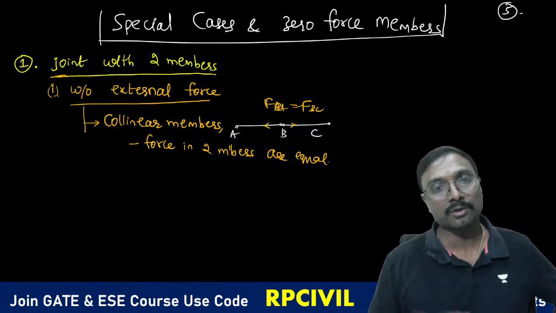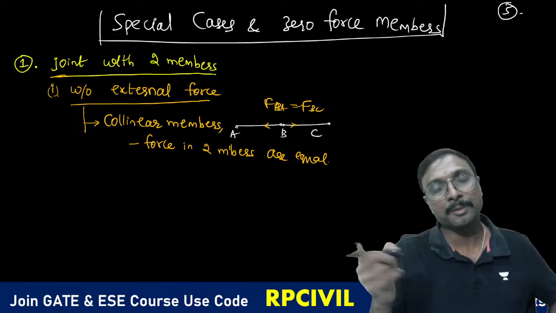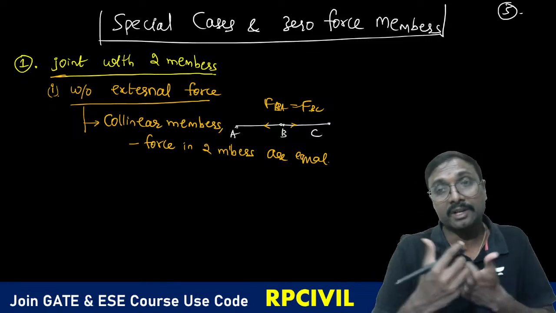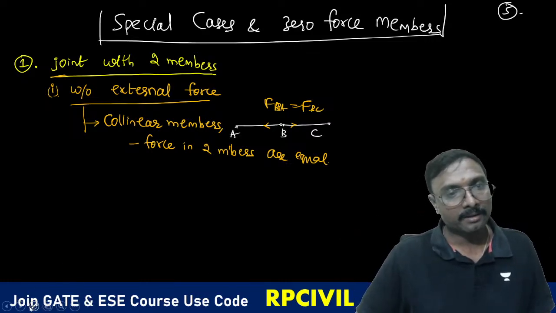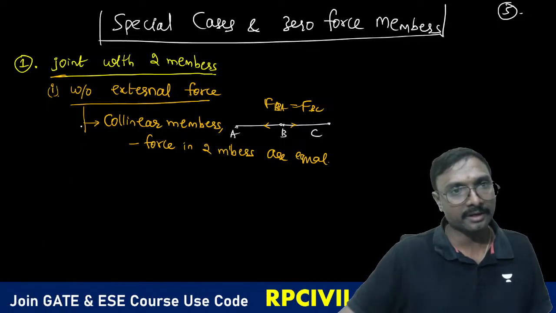Connecting members, right? What is the force? Force in the member BA and force in the member BC will be equal, right? Because they will only be balancing each other, no? Now second one.